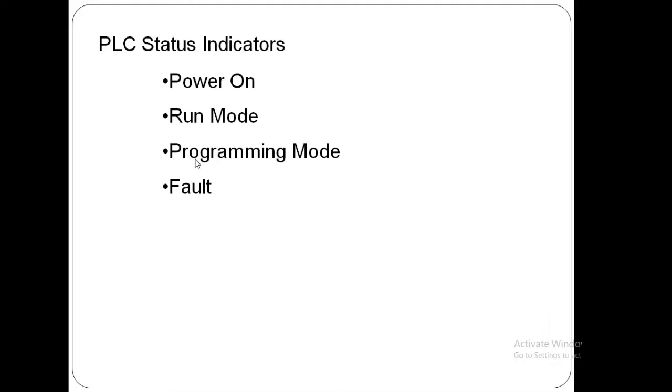There are different status indicators for a PLC on its side, on its shape, on its rack. You can see that one indicator light is for power on, another light is for run mode, and others are for programming mode and the fault mode. These are different indicators which are available on the PLC.